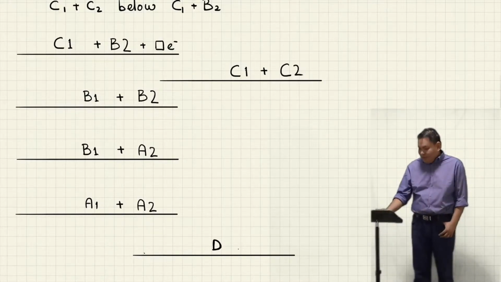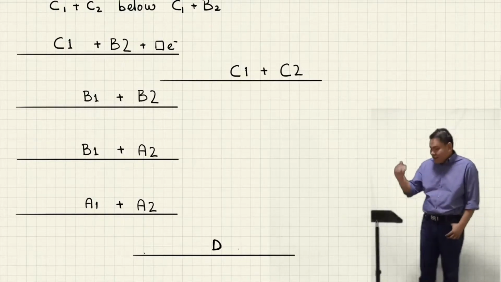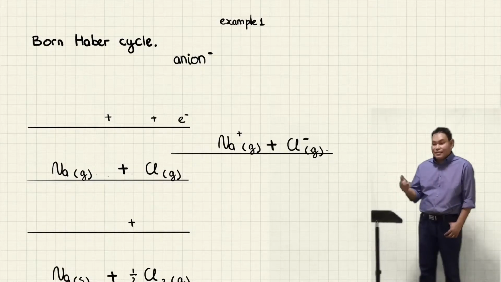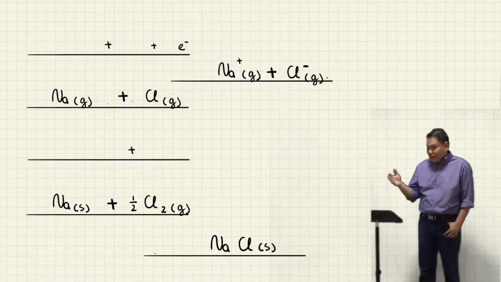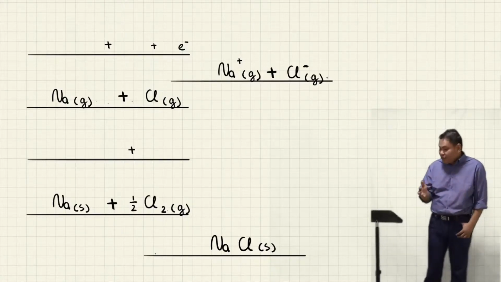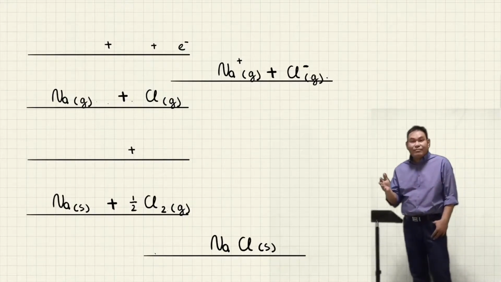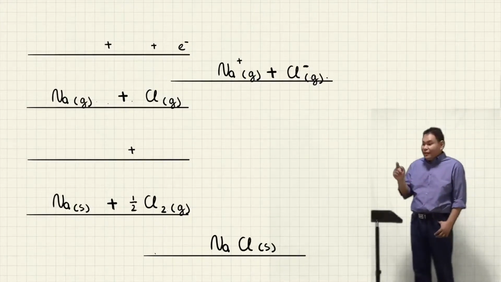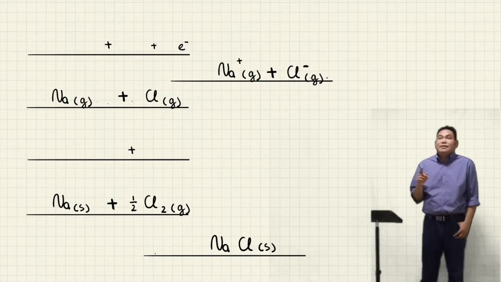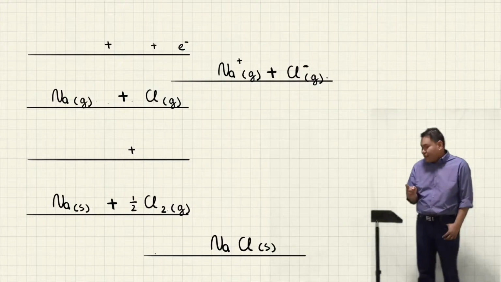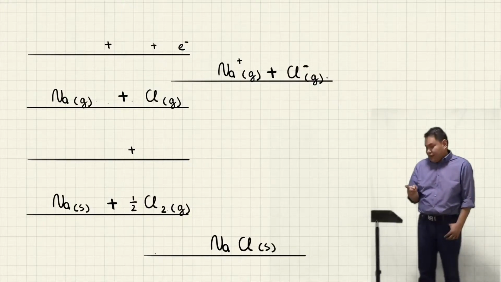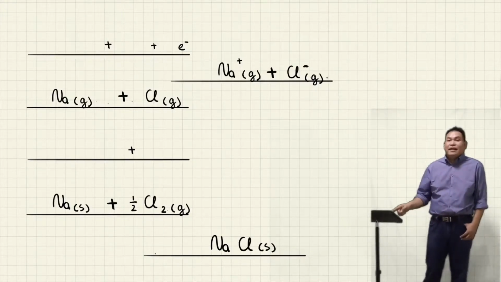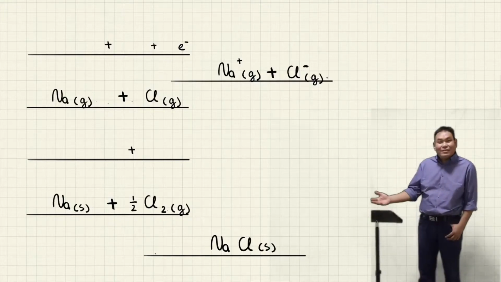Then we put the first part. A1 plus A2 is Na solid plus half Cl2 gas. B1 plus B2 is sodium gas plus Cl gas, atomic gas. C1 plus C2 is Na+ gas plus Cl- gas, gaseous ions. Then D, which is the lowest, is NaCl solid. Of course, it's solid because it's an ionic compound.